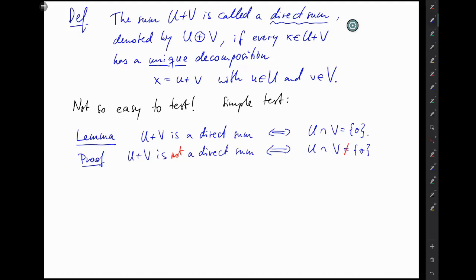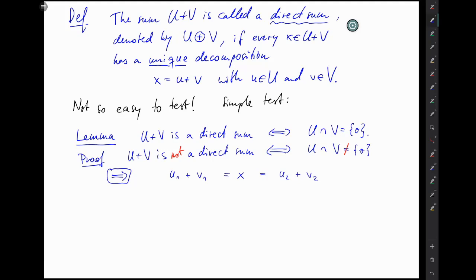Okay, let's start with this direction. So we assume that U plus V is not a direct sum. Then some little x in the sum U plus V can be decomposed as u1 plus v1 and also as u2 plus v2, where the little u's come from U and are not the same, and the little v's come from V and are not the same.